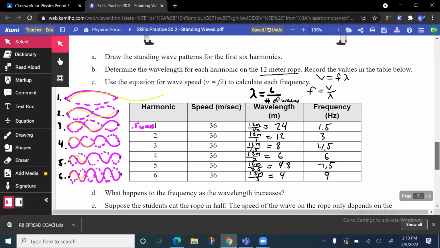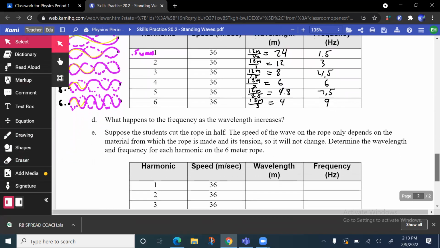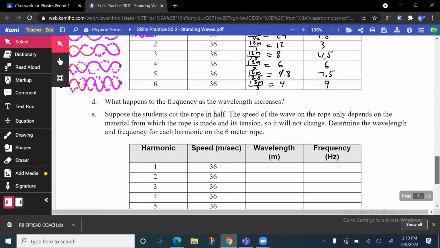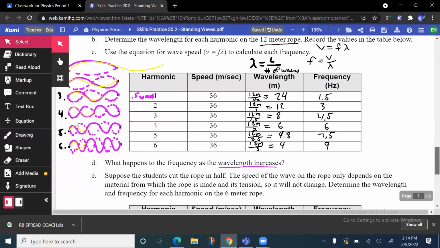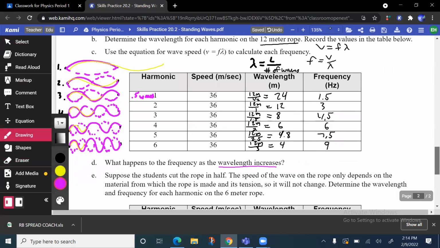Part D, what happens to the frequency as the wavelength increases? As the wavelength is increasing, and you can see the wavelength increases as you go in this direction here, so if wavelength increases, frequency is decreasing.